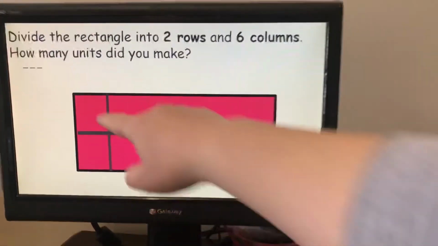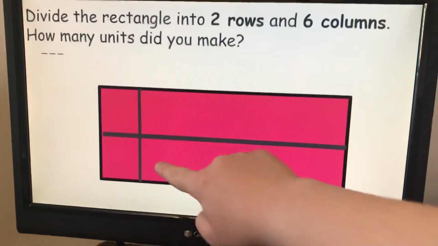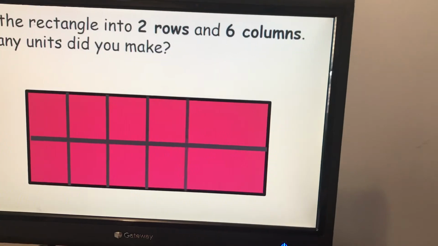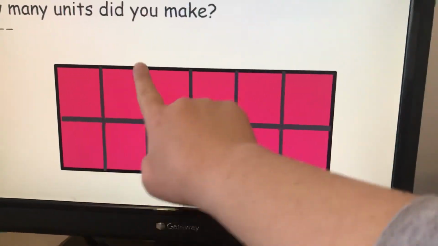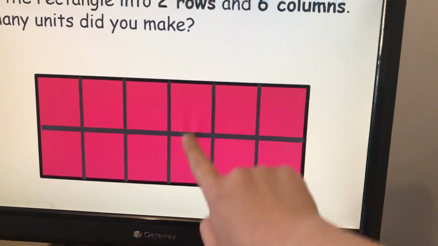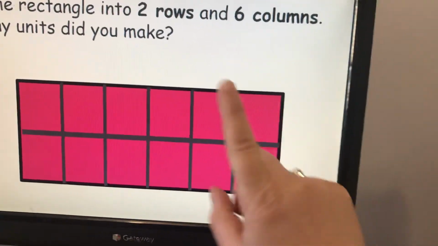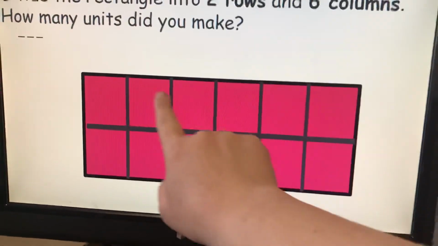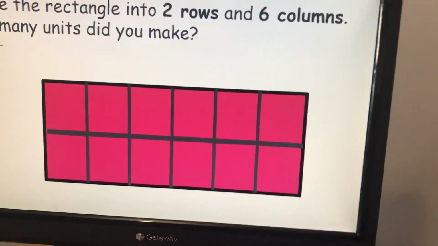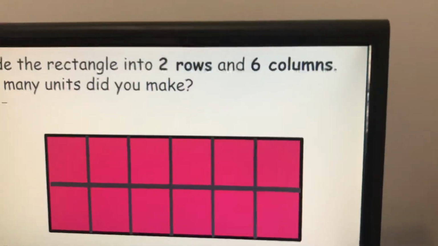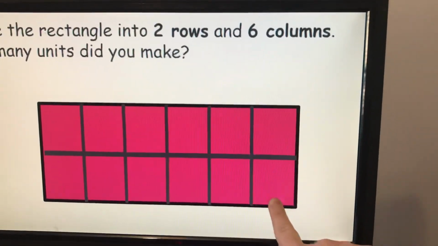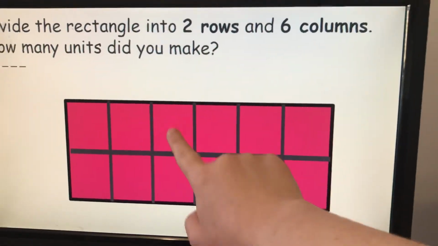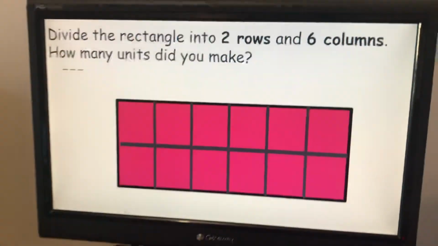I'll make 1 line, so I have 1. I'm going to do 2, 3, 4, 5, 6. Don't get tricked. Sometimes it's easy to count these. You'll think 1, 2, 3, 4, 5. There's only 5 lines. No, we're not counting the lines though. We're counting the in between the lines. So we do 1, 2, 3, 4, 5, 6.